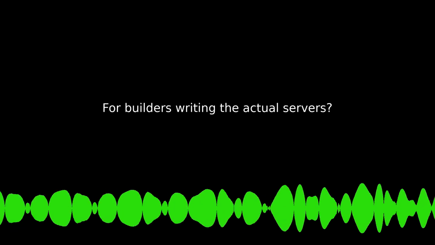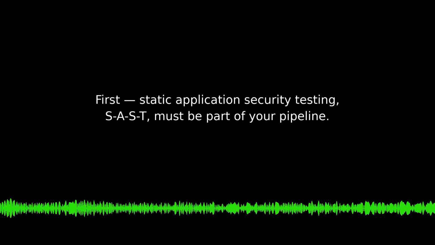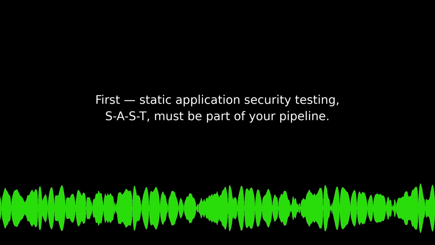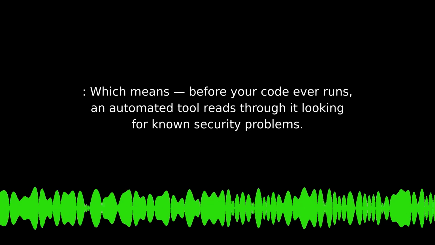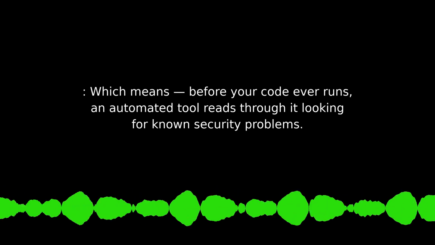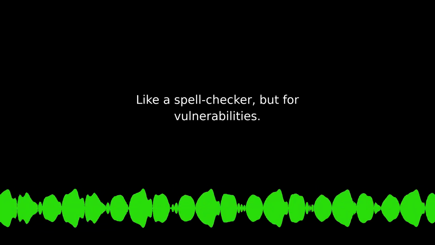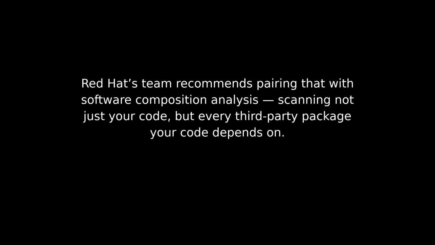What about the code level? For builders writing the actual servers? 3 things builders need to do at the code level. First, static application security testing, SAST, must be part of your pipeline. Which means before your code ever runs, an automated tool reads through it looking for known security problems, like a spell checker, but for vulnerabilities.